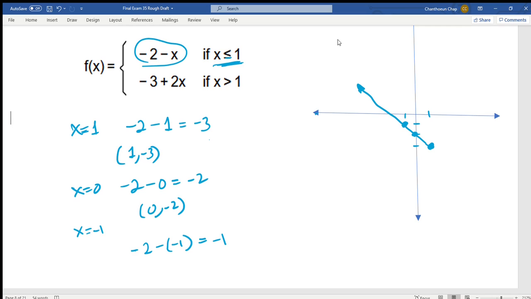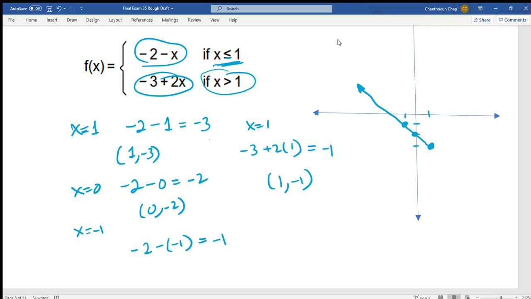Now we need the other half of it. We're going to check values that are greater than 1. But I'm going to also plug in 1, but not include it as part of my graph. So let's check x equals 1, but this time we're going to plug it into negative 3 plus 2x. Negative 3 plus 2 times 1, that's going to give us negative 1. So at x equals 1, we have the ordered pair 1 comma negative 1, but this is an open circle.